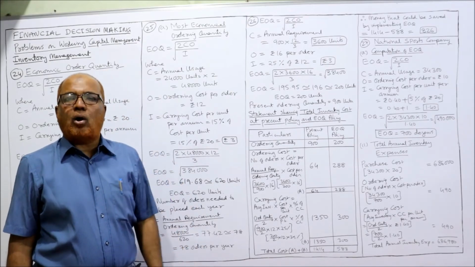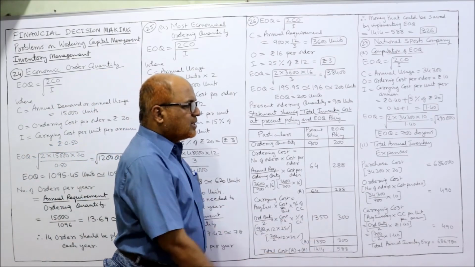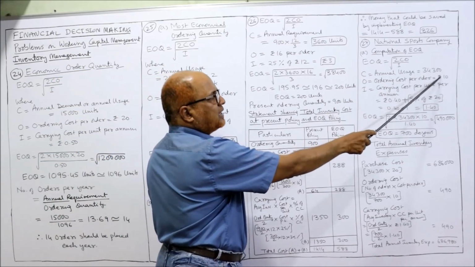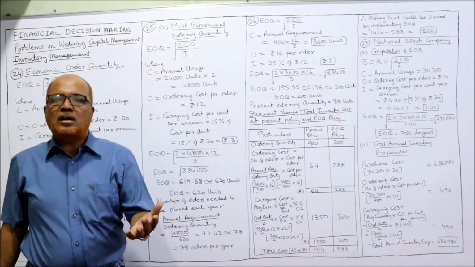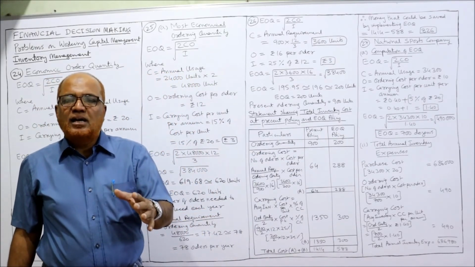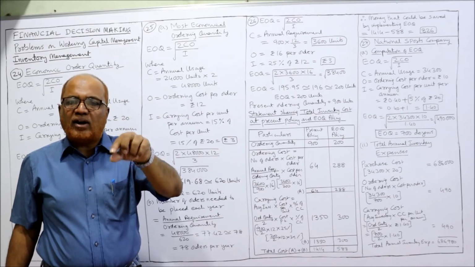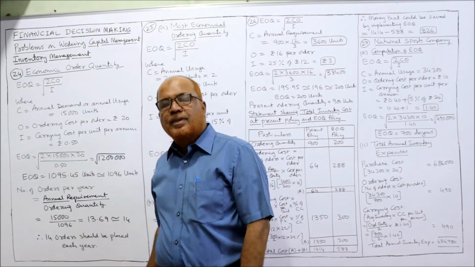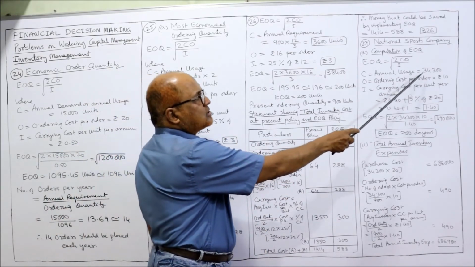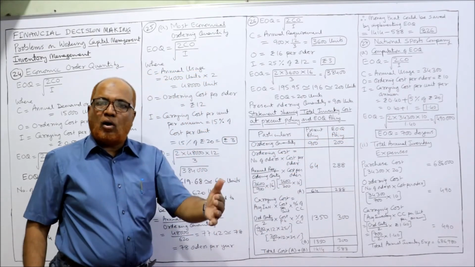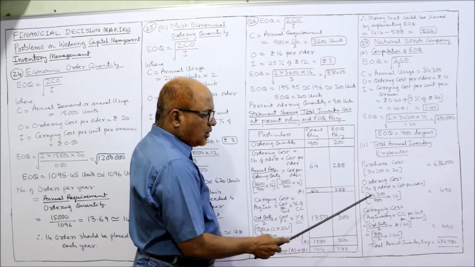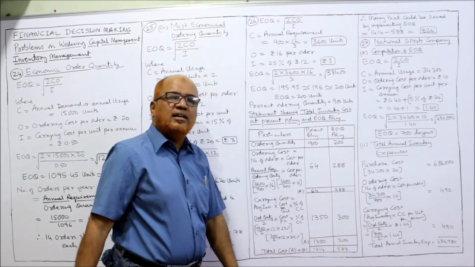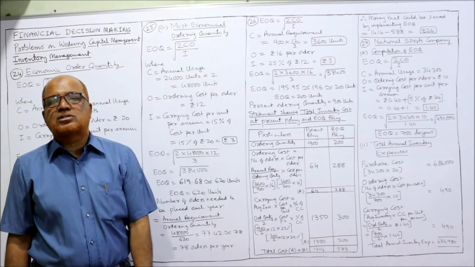To this we add ordering cost. Number of orders into cost per order. The cost per order is given in the problem 10 rupees, but number of orders are not given. The formula is annual requirement divided by ordering quantity. Already so many problems we have applied. Annual requirement 34,300 divided by ordering quantity 700. So here 34,300 divided by 700 into 10. 490 rupees is the ordering cost.